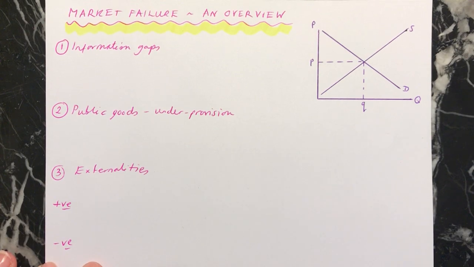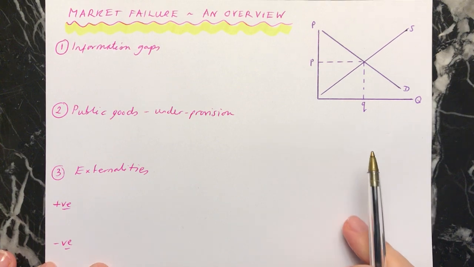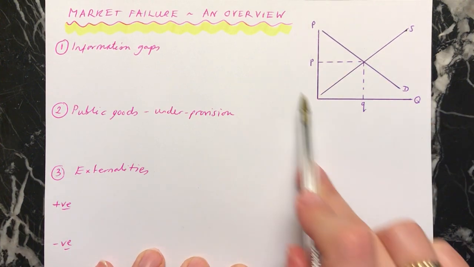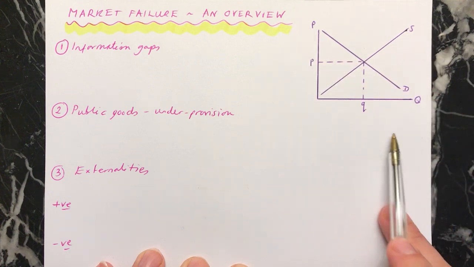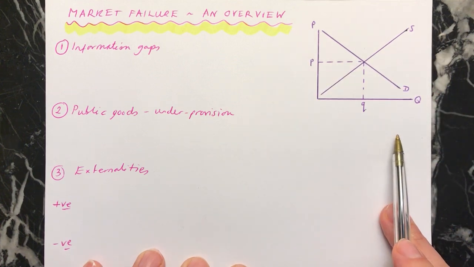Hi everybody, we're now going to learn about market failure and what that is. I'm going to give you an overview first of all before some more detailed videos after this. So market failure is where you are using the market, with the price mechanism, to allocate your resources, and this leads to a misallocation of resources.